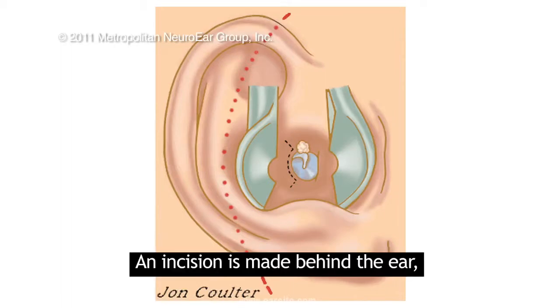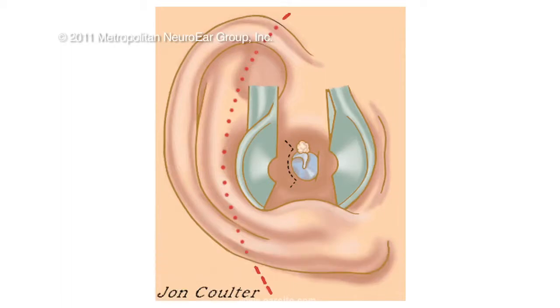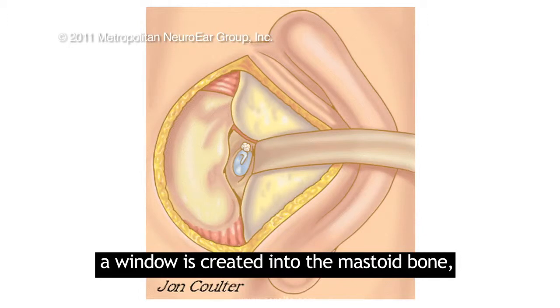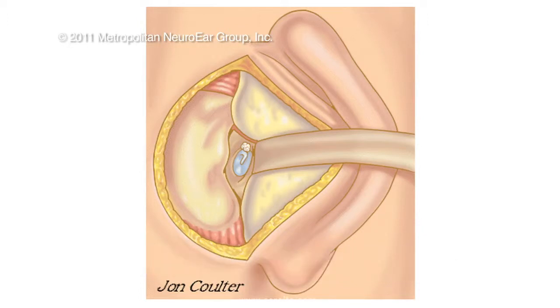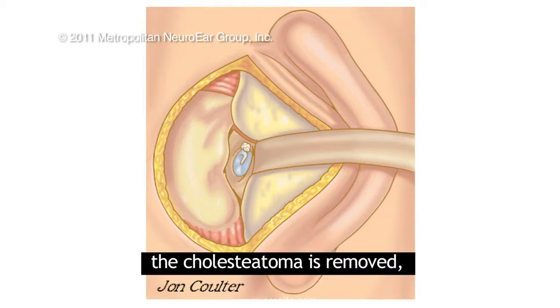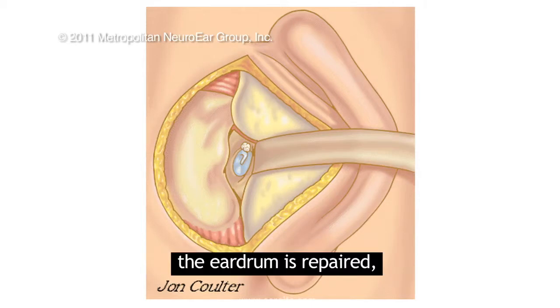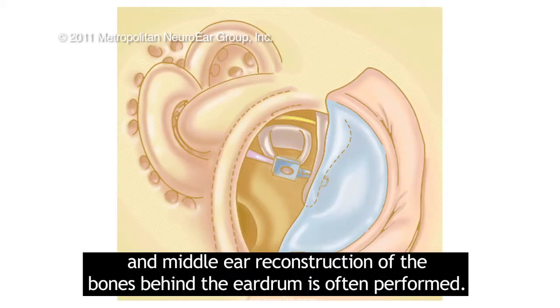An incision is made behind the ear. A window is created into the mastoid bone. The cholesteatoma is removed. The eardrum is repaired. And middle ear reconstruction of the bones behind the eardrum is often performed.